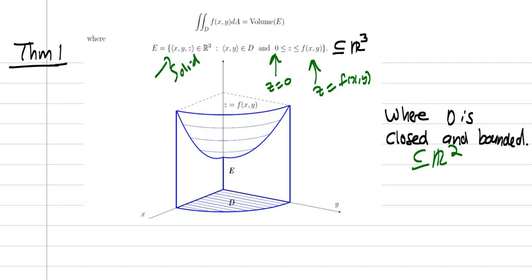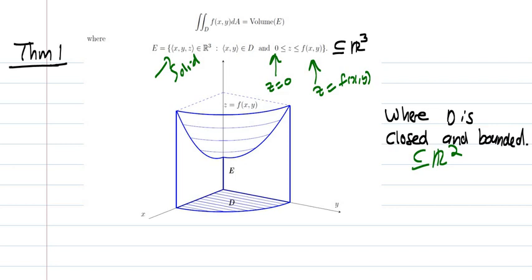And the volume, using Riemann sums, you can show that the volume of E is the double integral of f over region D, D being the shadow on the xy plane. So this is theorem 1. It shows you that the volume of certain solids, if it's in this form, can be written as a double integral with the correct region and the correct integrand.